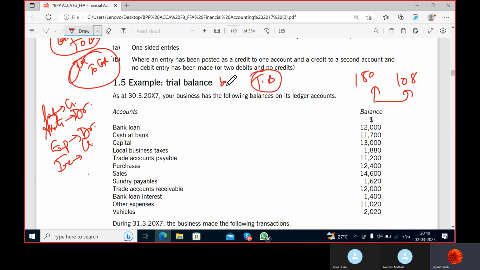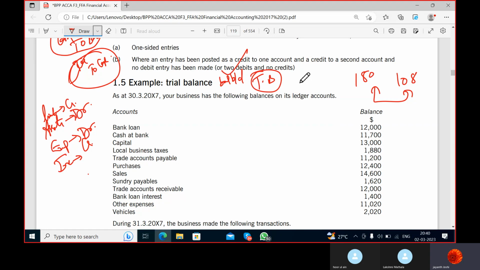If it's a balance brought down in the debit side, you write in the debit side. If it's a balance brought down in the credit side, you write in the credit side. Okay. Now there is a trial balance here: bank loan, cash at bank, capital, all these things are given to you. Okay. And some adjustments.